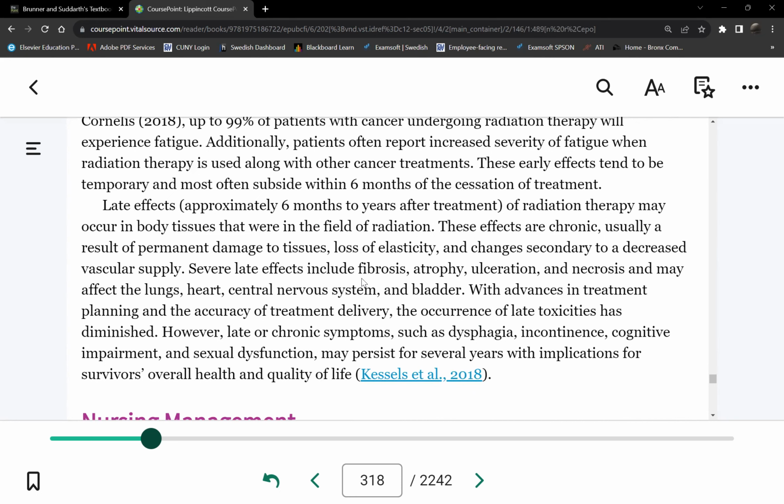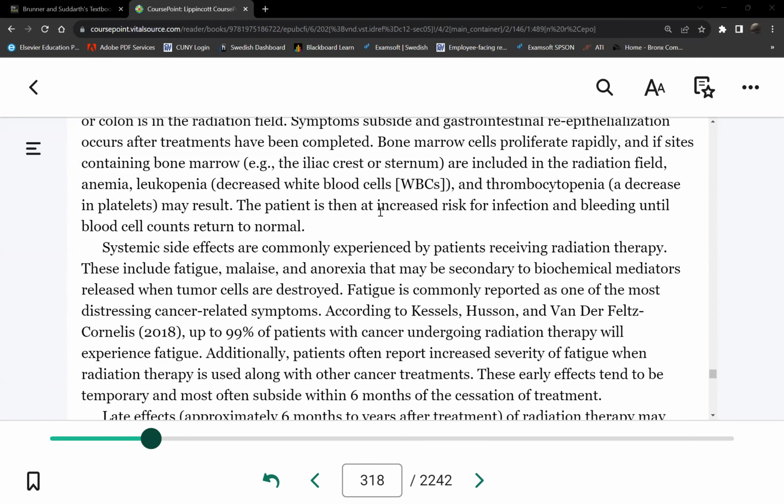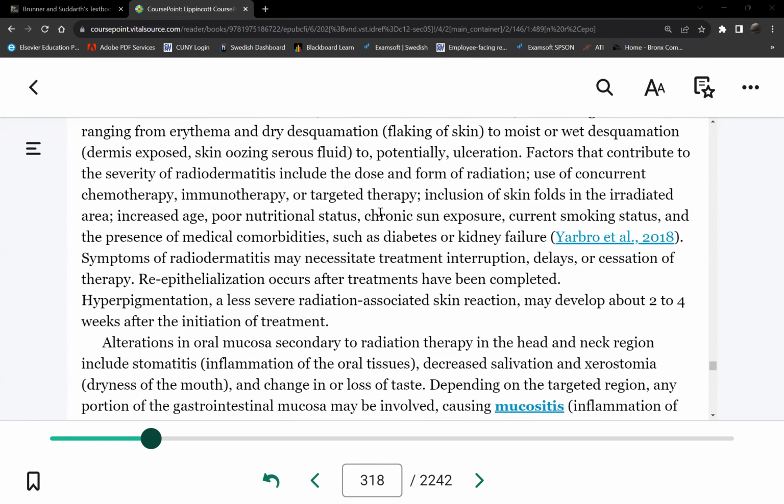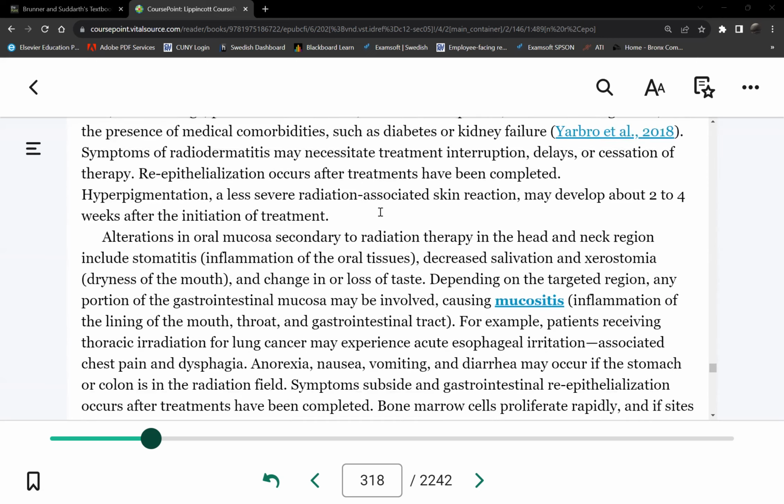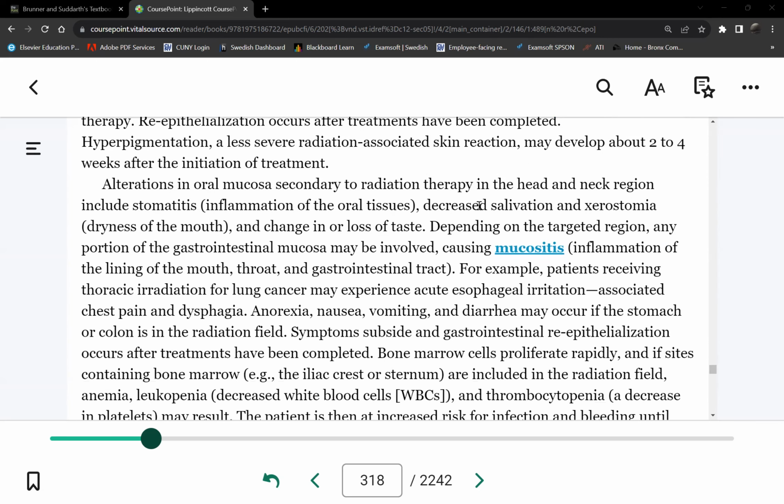So far we've done the acute effects of radiation. There are also long-term or late effects of radiation. Oh, I forgot a few things with the ulcers. There's also xerostomia. This one. Xerostomia is dryness of the mouth.